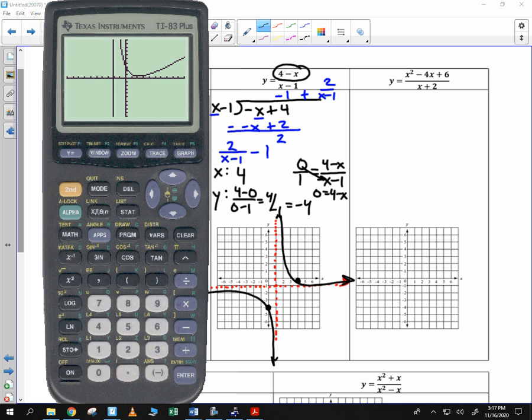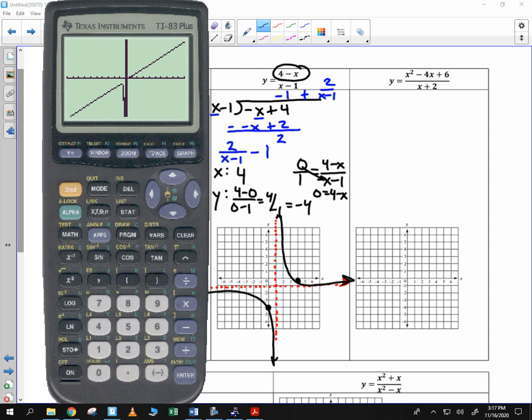I'm going to zoom out. I'm going to change my window to negative 100 to 100. I'll put a tick mark every 10, then negative 100 to 100. Let's look at that graph. It's interesting. It almost looks like a line, but something crazy happens. In fact, something crazy happens right around that value of negative 2.